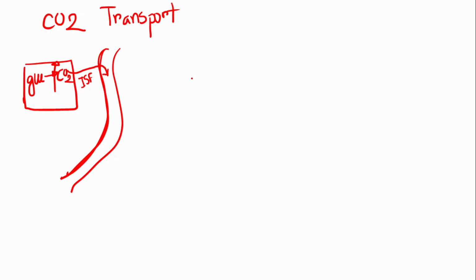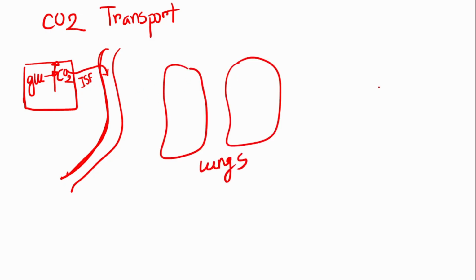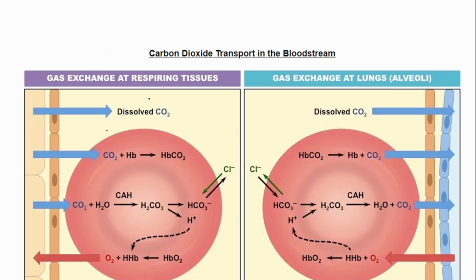Once in the blood, this carbon dioxide must be transported to the lungs, and it utilizes three distinct pathways to get there. The first fraction of carbon dioxide simply dissolves directly in plasma. It doesn't undergo any chemical reaction or bind to any proteins. It just remains as dissolved gas traveling in the liquid portion of the blood. This is the dissolved portion of carbon dioxide.